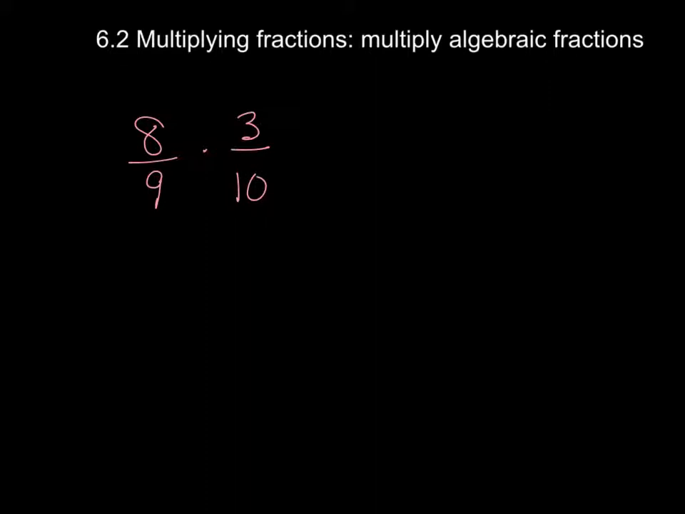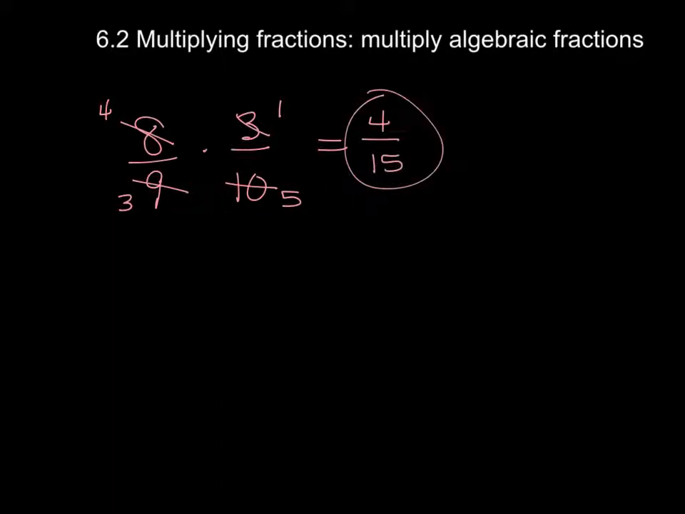We can cross-reduce or cross-simplify. 8 divided by 2 is 4, 10 divided by 2 is 5, 9 divided by 3 is 3, and 3 divided by 3 is 1. If there's nothing else that will cross-reduce or cross-cancel, you just get 4/15. So that should be review for you.